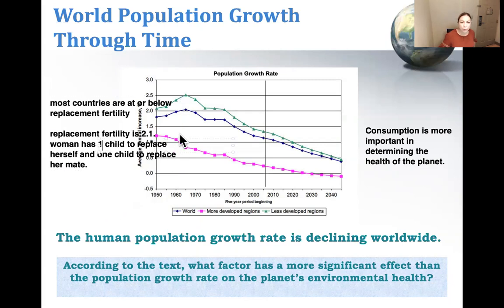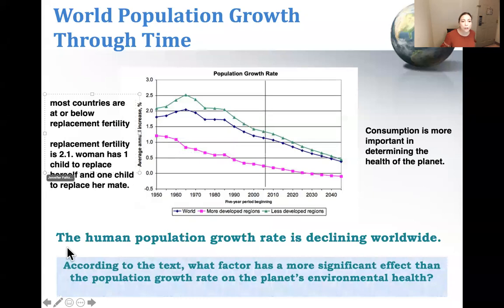Okay, so let me see if I can move this now. It's not going to work. Sometimes Zoom is a little tricky. There we go. Okay, now you can read it.